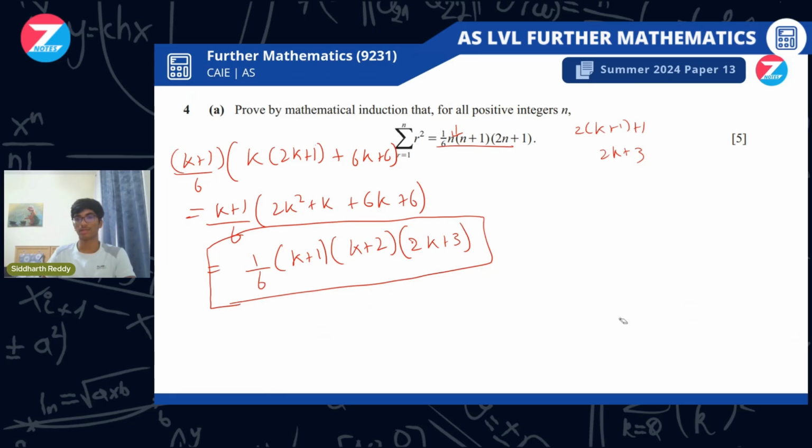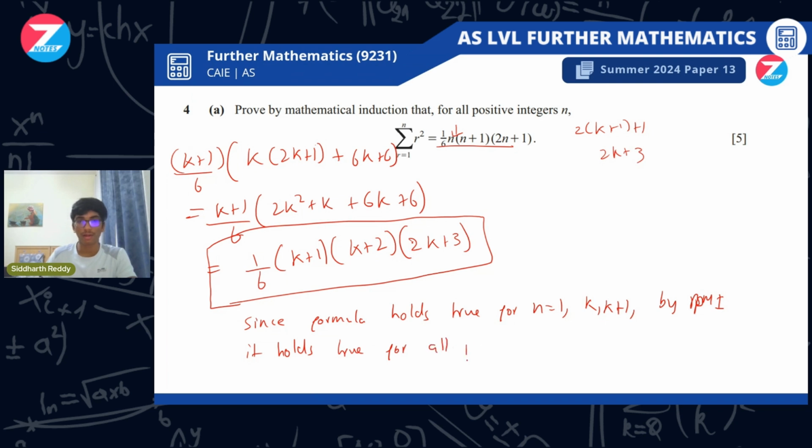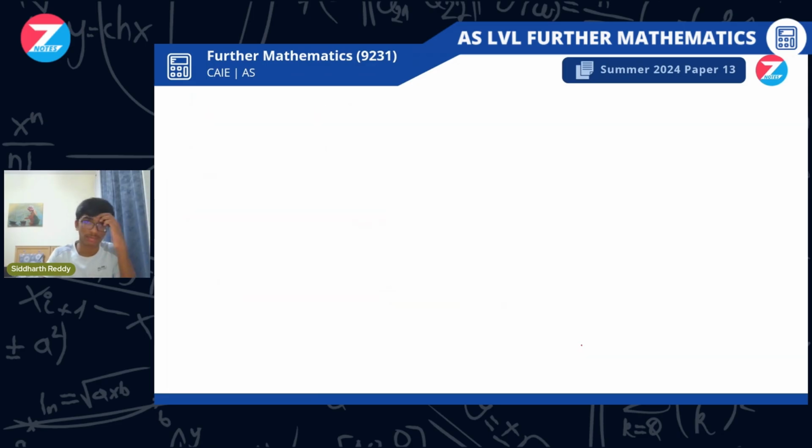So we have to write the statement during the exam. It's like, since the formula holds true for n is equal to 1, k and k plus 1, by the principle of mathematical induction, it holds true for all positive integers. So that's how you finish this proof.